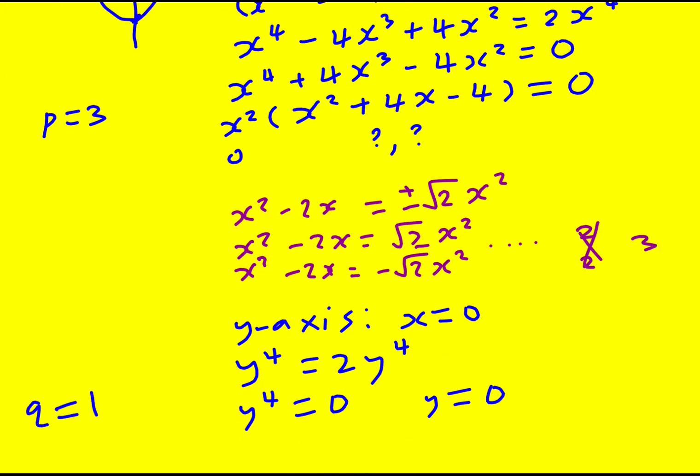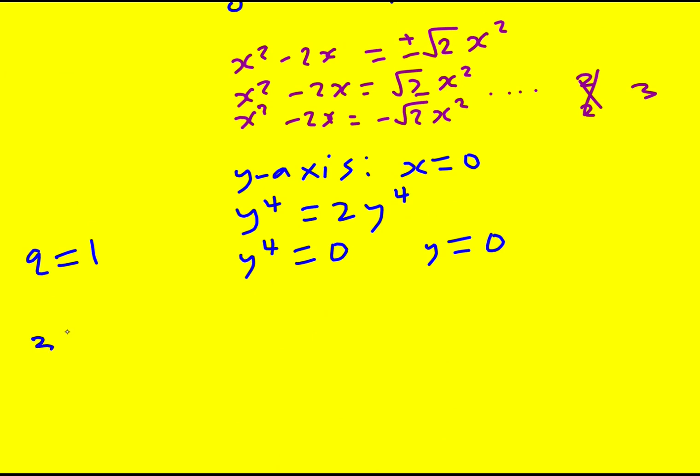And then I've got 100p plus 100q. So it's going to be 300 plus 100, which is 400. Nice.